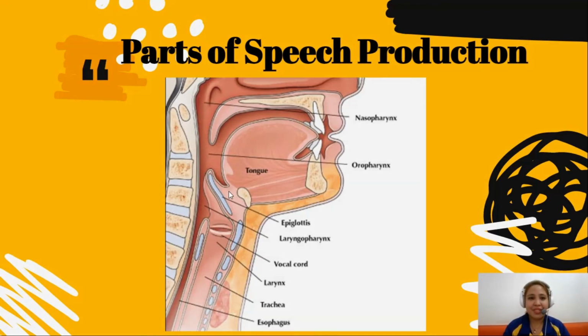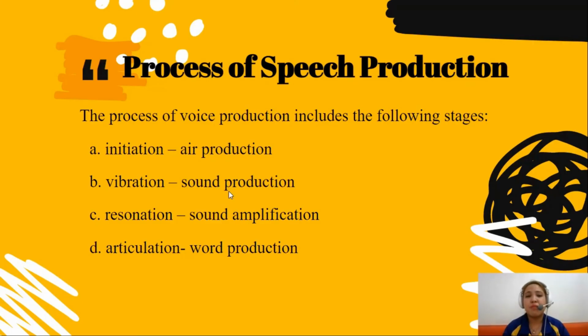Of course, we have discussed the parts. When it comes to the process, it's just similar. The motor parts undergo a process called initiation, where we produce air. Vibrators are involved in sound production, which is called vibration. For amplification of sound, we have the process called resonation. And articulation is the word production, where we have already shaped the sounds and formed them into words. Those are the different parts and process of speech production. It involves an intricate process just for us to produce our voice.